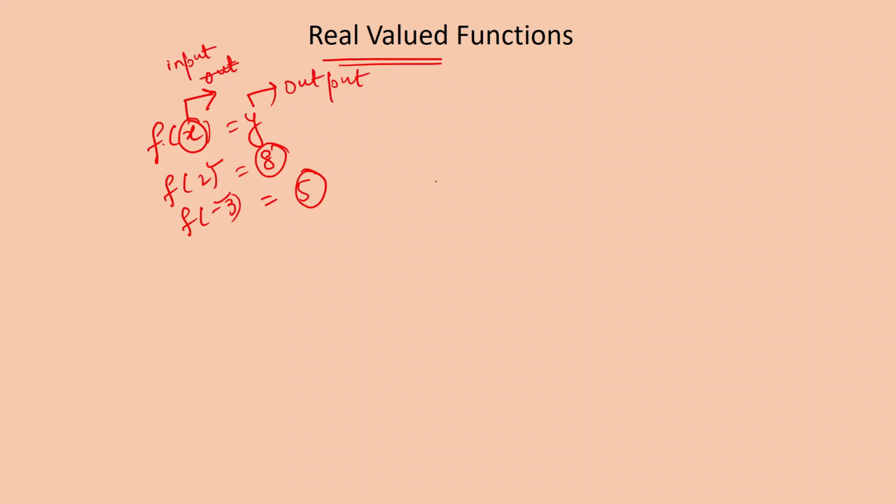Now what real valued functions mean is that this x has to belong to the real numbers and this y also has to belong to the set of real numbers. That's the meaning of real valued functions. That means the domain has to be a subset of real numbers, as well as the codomain has to be a subset of real numbers. This is the meaning of real valued functions.